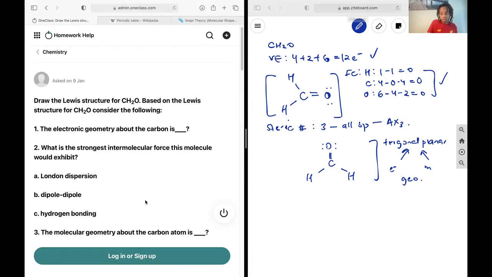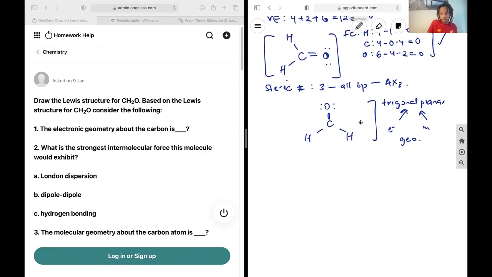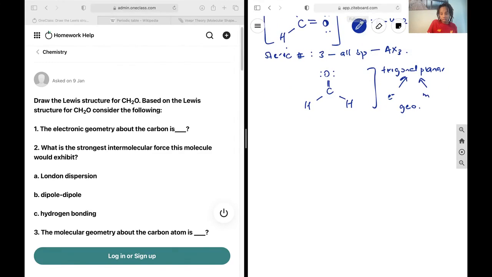Now we need to determine its electron geometry. We found that it is trigonal planar. And now we'd like to find out what the strongest intermolecular force this molecule would exhibit. And so let's just list down these intermolecular forces so that we can determine their various strengths and then determine which ones this molecule actually has.